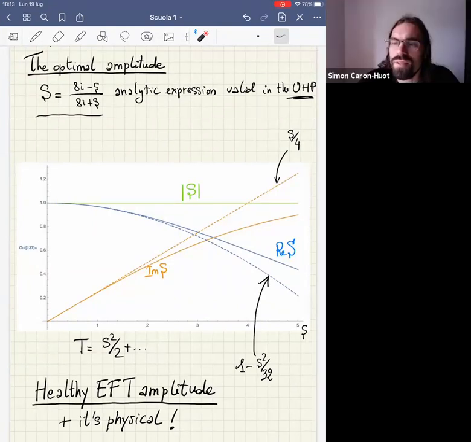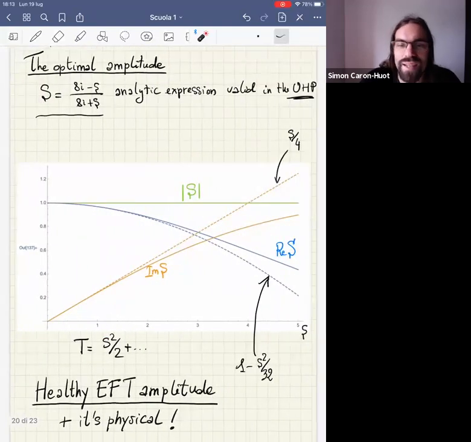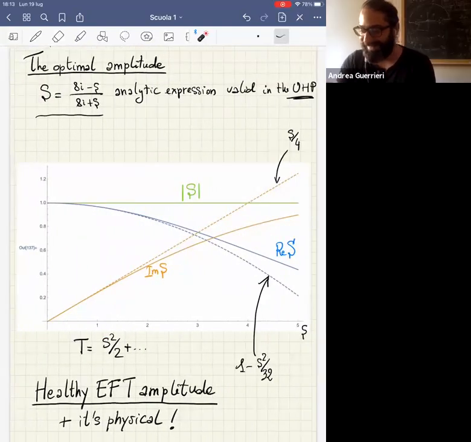A quick question. It's not so much about the physics of this model, but about this plot that we have here. No, exactly the plot we're looking at.